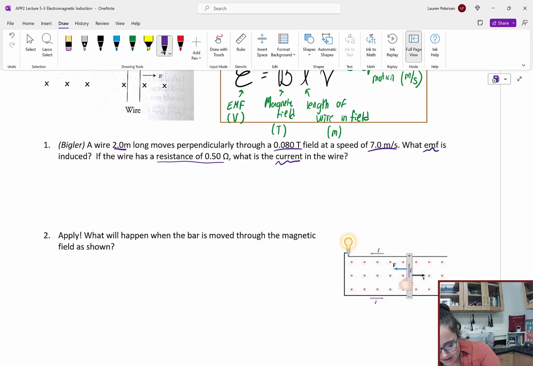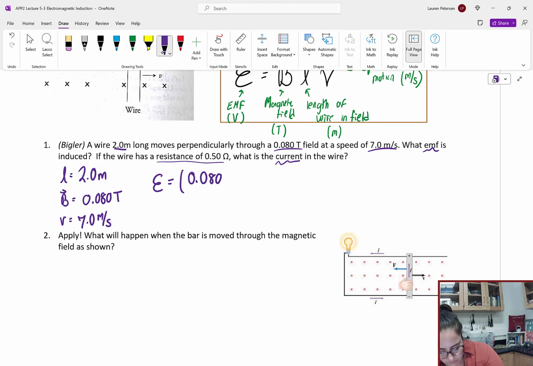So we have our length of wire as 2 meters. We have our magnetic field strength as 0.080 Teslas. And we have our velocity of 7 meters per second. So we can just plug that into the equation. I'm not going to put in the units. Just trust me that they work out. If you need to do the derivation, look up the Wikipedia for what a Tesla is and what it's equivalent to, and you'll get lots of answers. I think it's an Ampere per meter, something like that. But trust me that the units work out with these equations.